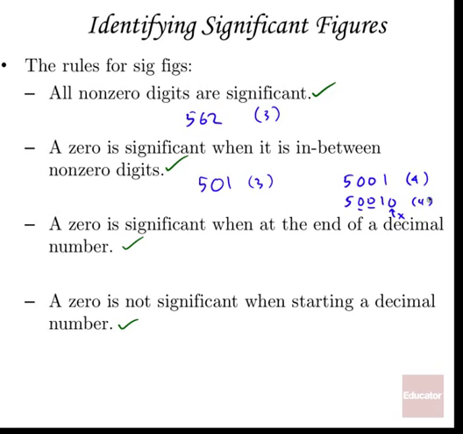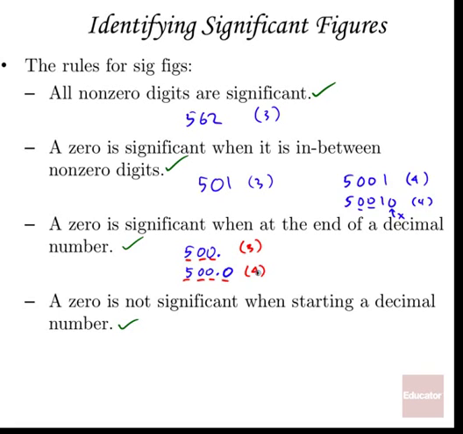And so we only have 4 sig figs here. A zero is significant when at the end of a decimal number. So for example, 500. and 500.0. In 500., all of these are significant. The zeros come at the end of a decimal number. Here, 500.0, these are all significant because they come at the end of a decimal number.